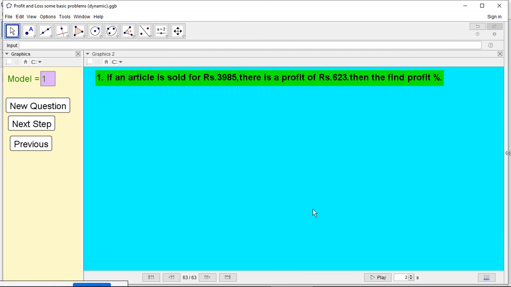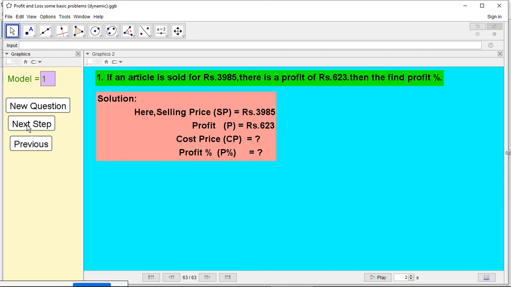Now, I will say one question, dear students. You should have a calculator. You have to respond quickly. Let me revise three questions, Model 1, Model 2, and Model 3, for your revision. And only we will go through the long questions, dear students. If an article is sold for this, there is a profit of this, then find the profit percent. Please respond quickly. 18.53%. Everyone, I will show the steps.